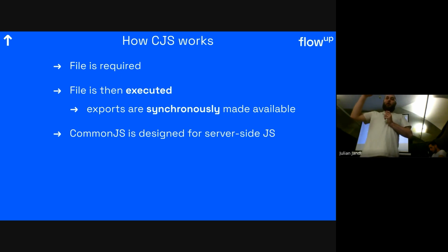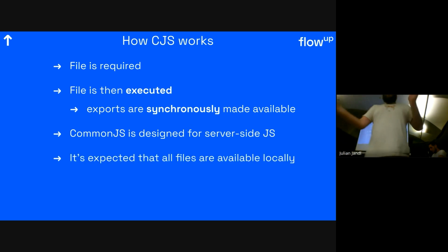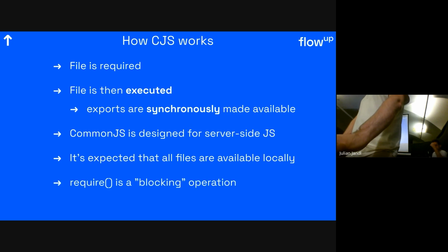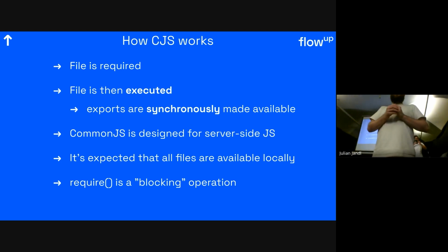Fun fact: it was called server.js when it was first developed. So that also speaks to what the purpose was there. It expects that everything is available locally. Again, on the server, everything is in the file system, so it worked, but it somehow got into the browser. And when it got into a browser, this require started to be a big problem because it's a blocking operation. Why it works is because it literally waits until the file is downloaded via network.